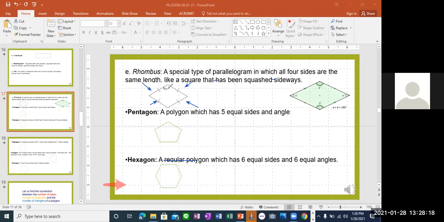In other words, there are only 2 pairs. This angle here and that angle are of the same value or measurement. And this angle here and the opposite angle have the same size, but they are smaller than the other angles. Do you understand?